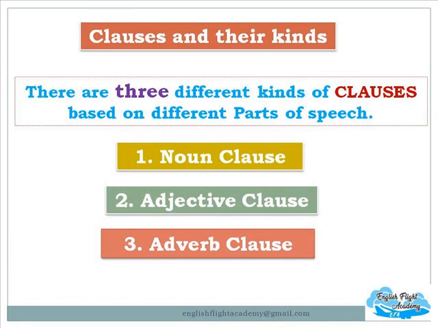So to understand clauses perfectly, we need to understand their kinds too. There are three different kinds of clauses based on different parts of speech: noun clause, adjective clause, and adverb clause. Similar to phrases, noun phrase, adjective phrase, and adverb phrase, which you learned in the previous video. You can go through that if you don't understand these clauses.